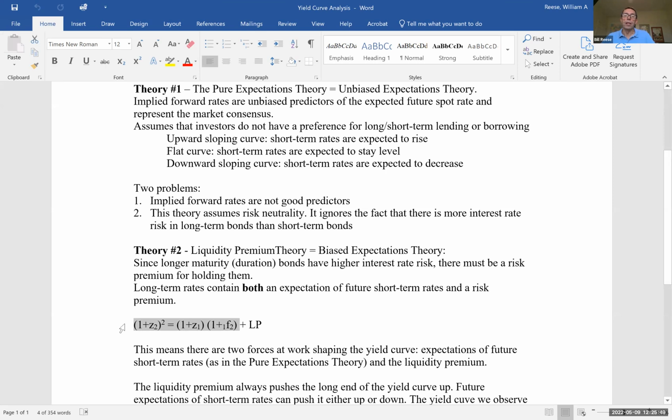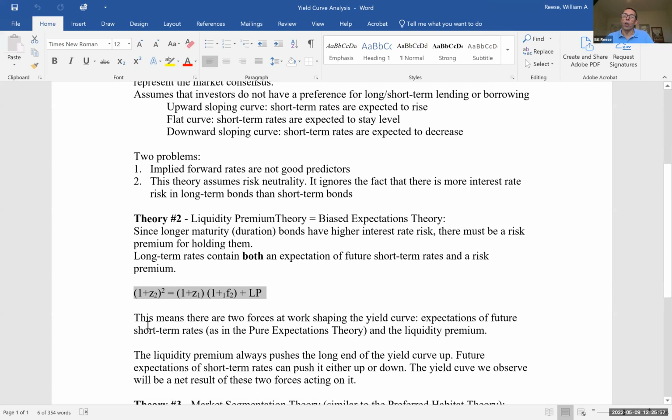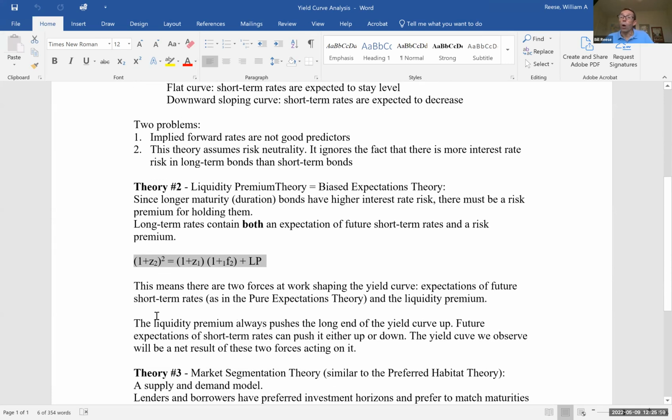Theory number two takes it one step further and says, no, we also have to add this liquidity premium here, that the long-term rate is going to be more than an average of the future short-term rates. Well, this helps us out with the idea that most of the time we see an upward sloping yield curve, because that long-term rate, under this theory, is an average of what we expect the short-term rates to be, plus a little bit more, okay? And that little bit more that is there is what we call the liquidity premium.